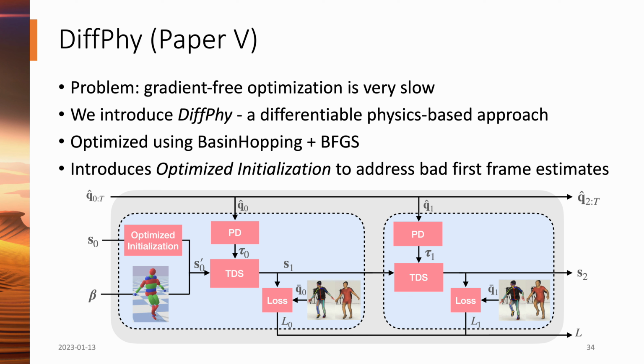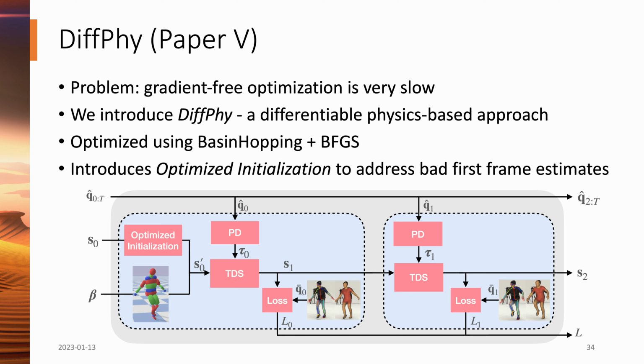This stems from the fact that it uses a non-differentiable physics engine and resorted to minimizing the loss using gradient-free optimization techniques that tend to be slower than their gradient-based counterparts. Paper 5 introduces the first physics-based human pose estimation approach that integrates a full-featured differentiable physics simulator into the reconstruction process. We may then optimize the loss using the gradient-based BFGS method together with Bayesian hopping to escape local minima. Finally, the paper also introduces optimized initialization.